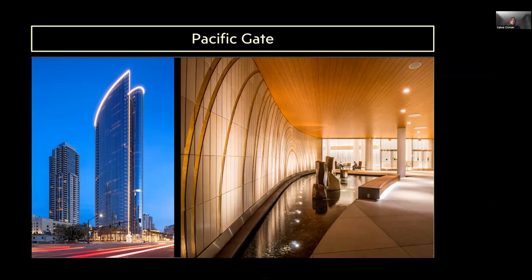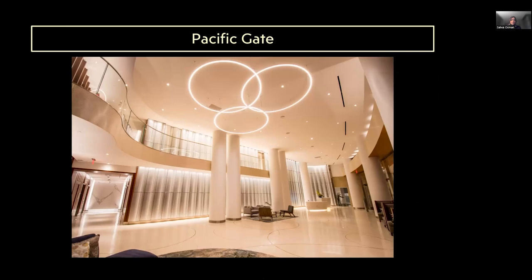And you see here on the right, the golden earth-toned curved wall at the porte cochere is highlighted from underwater accent lights. It kind of draws visitors into the lobby, which we'll see next. This is the main lobby.